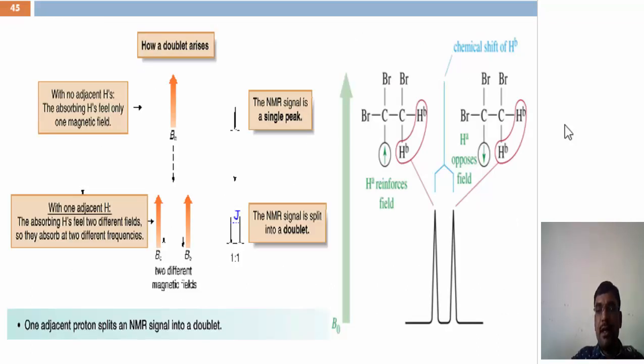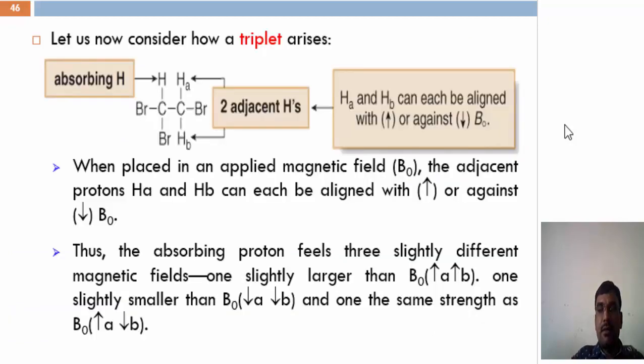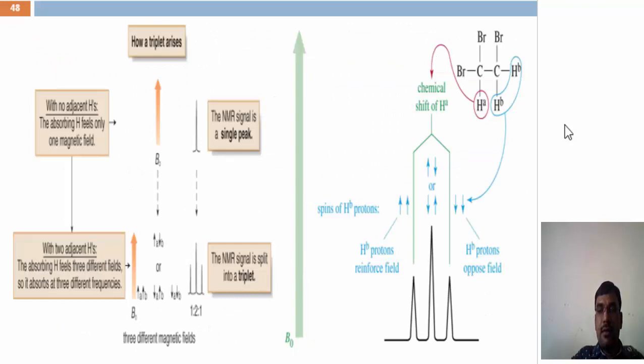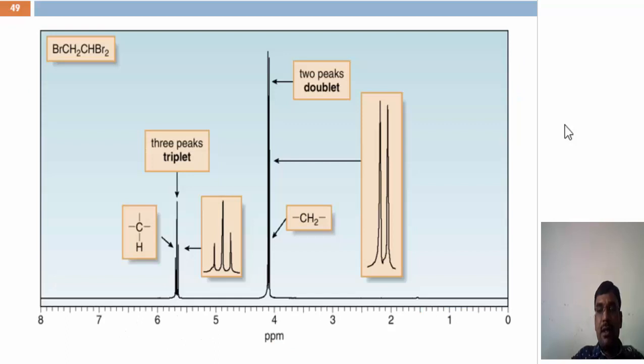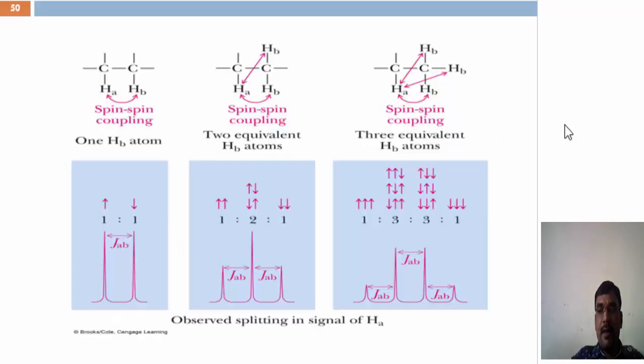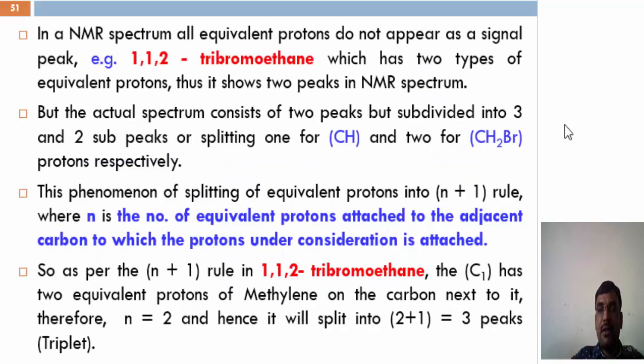How the doublet arises, we can see here in this diagram. How the triplet signal arises, we can see from this diagram. Doublet and triplet, how we can see in this diagram. How a quartet signal is observed. Here we can see the quartet signal in the last figure. Signal splitting by the n plus 1 rule.